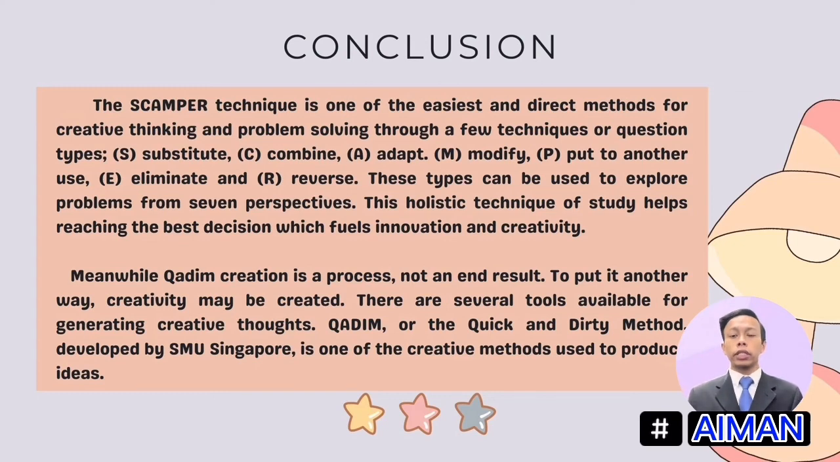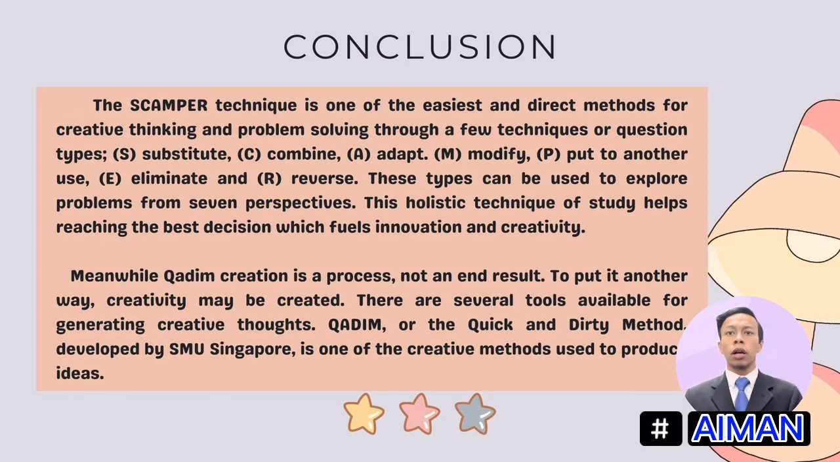The SCAMPER technique is one of the easiest and most direct methods for creative thinking and problem solving through a few techniques or question types, which are S, substitute; C, combine; A, adapt and modify; P, put to another use; E, eliminate; and R, reverse. These types can be used to explore a problem from 7 perspectives. This holistic technique of study helps in reaching the best decision, which fuels innovation and creativity.